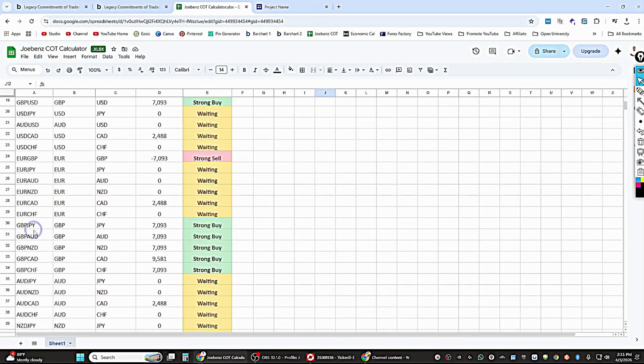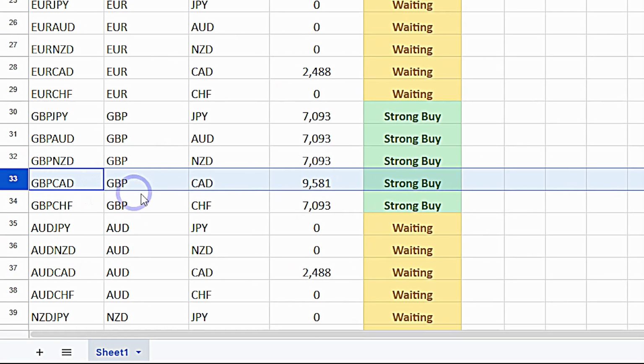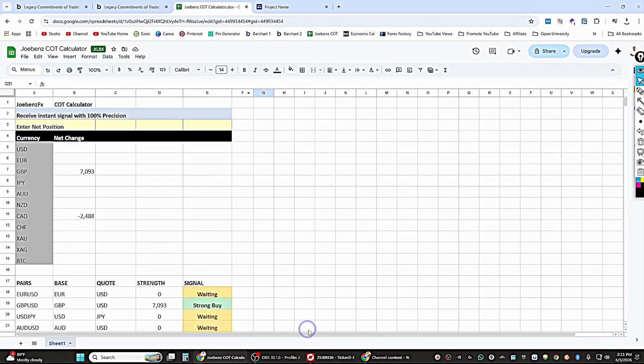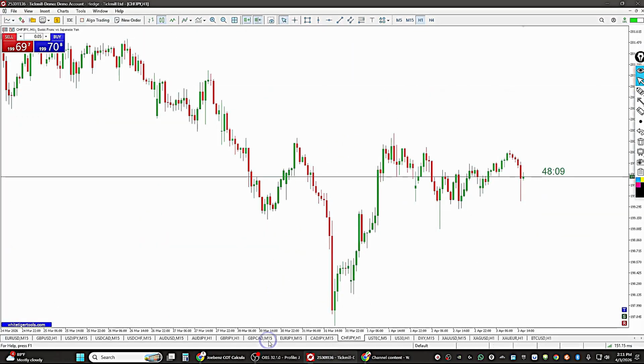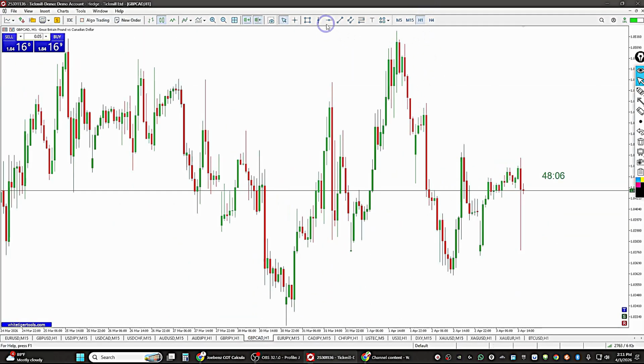So let's go to GBP COT. Where is it? Okay, this is GBP COT. What do you see? We have a strong buy here. This is GBP COT. We have a strong buy over here. So right now we're going to go straight to my chart, and we're going to look at GBP COT. This is here, and let's go straight to the 1 hour time frame.